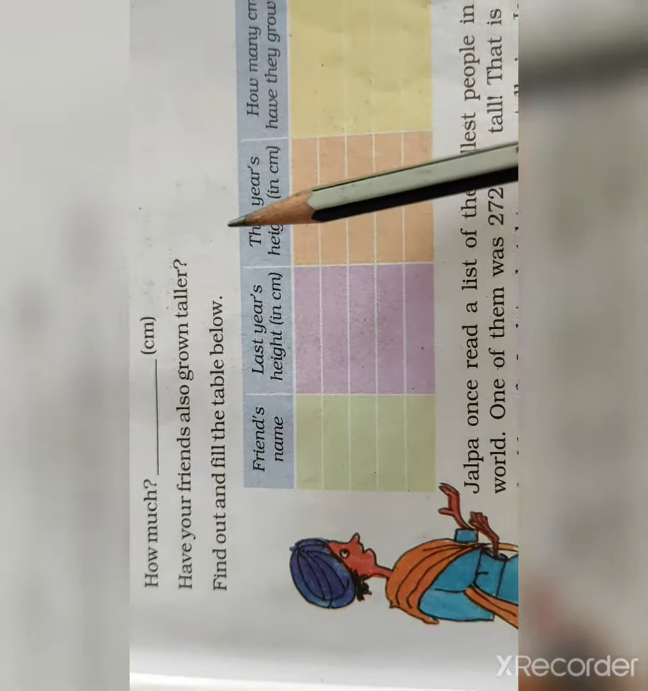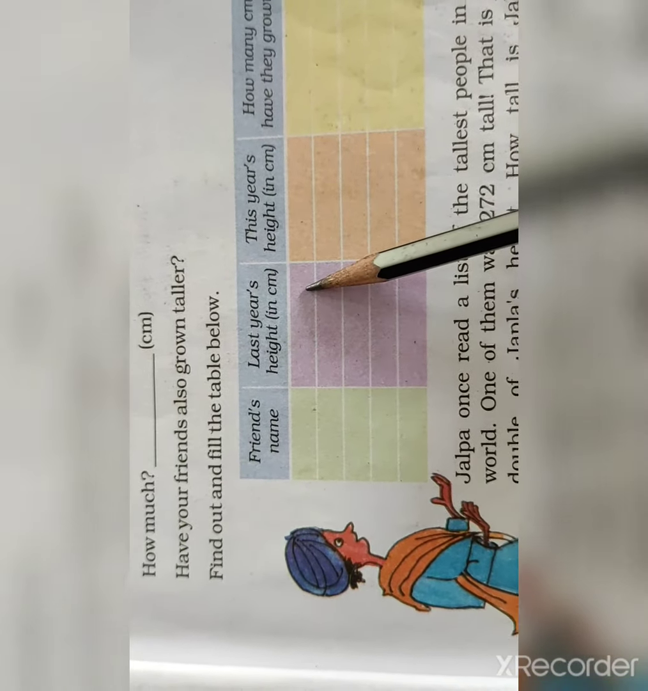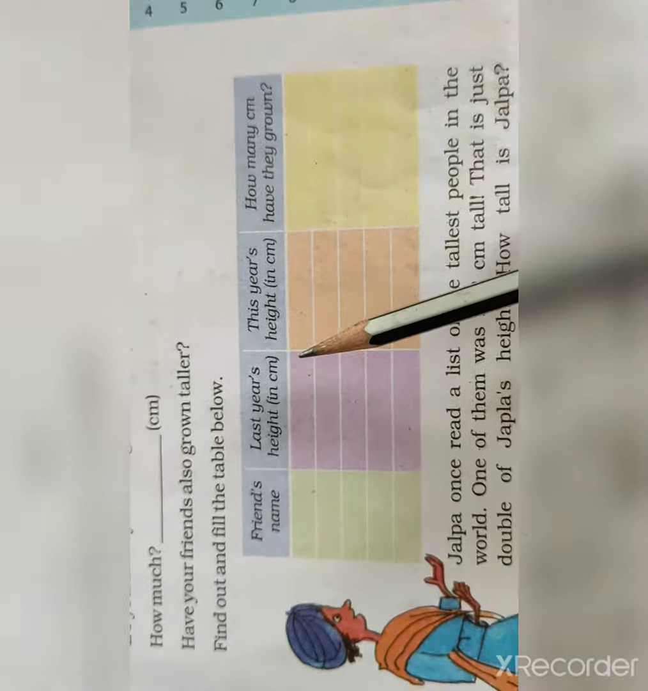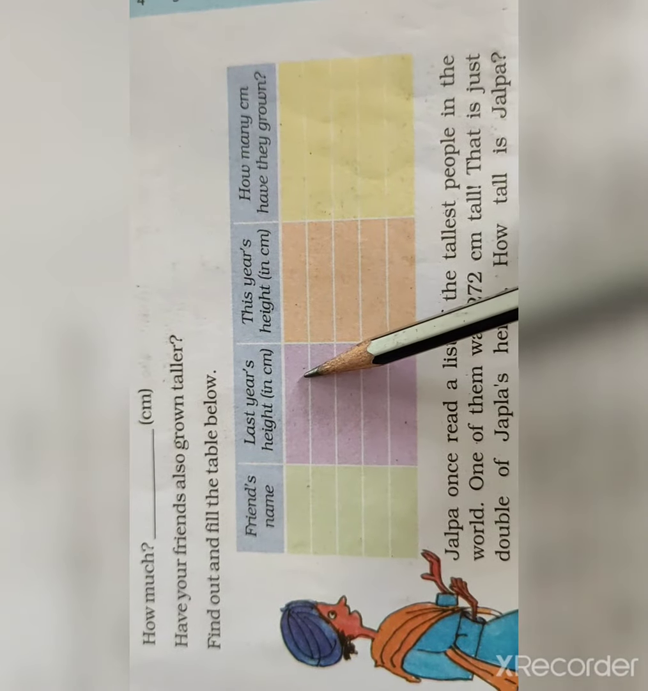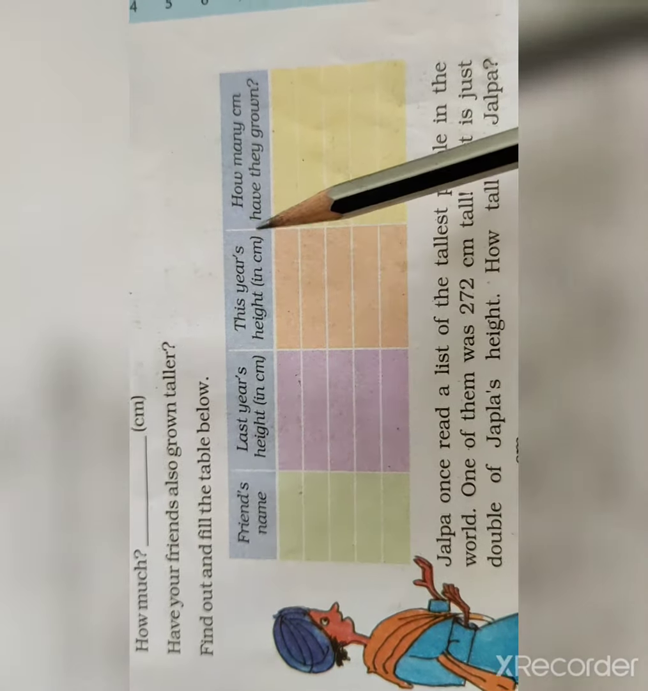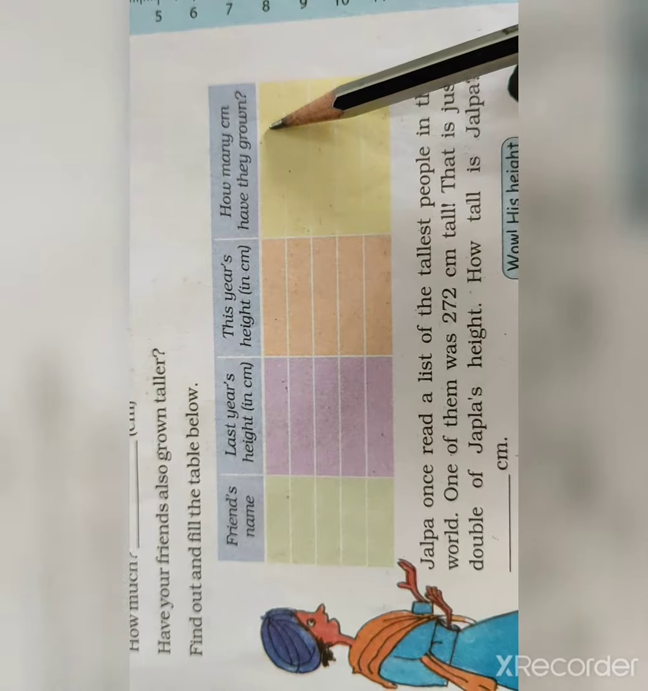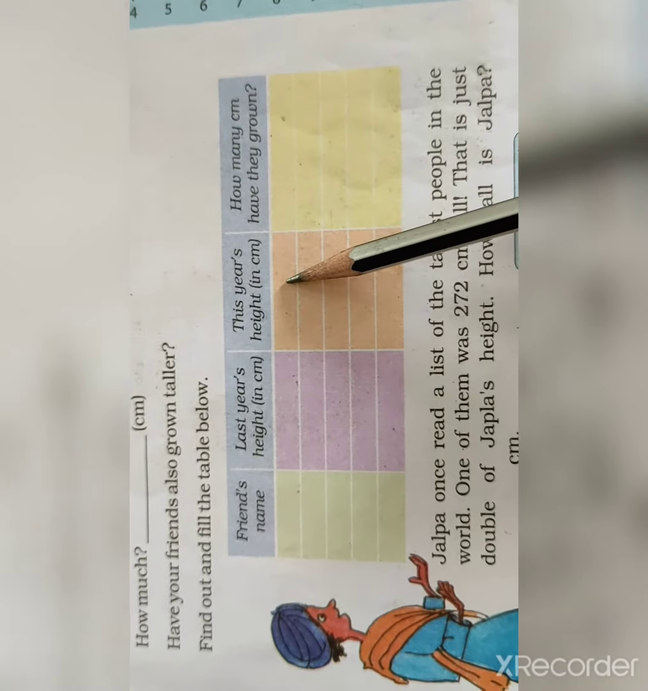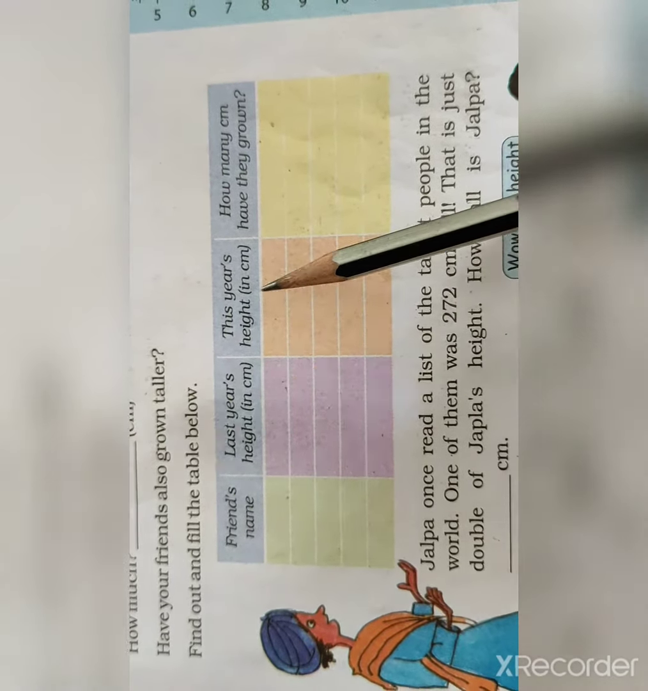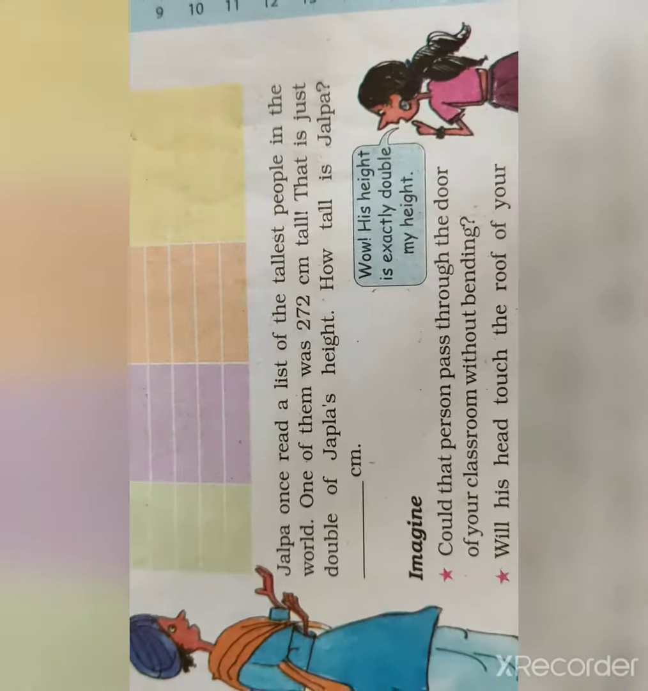Have your friends also grown taller? Yes. Find out and fill the table below. First you will write your friend's name here. Last year's height, that means your friend's last year height, you will write in centimeters. Then the current height, that means this year's height, you will write here, and then you will find the difference. Okay, so from this year's height you will subtract last year's height and find the difference.